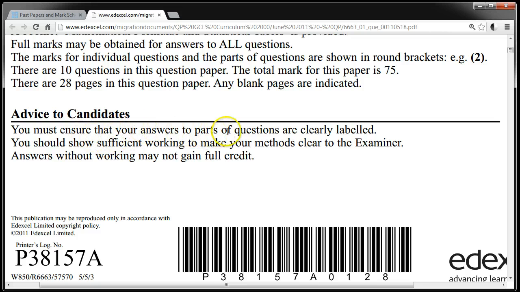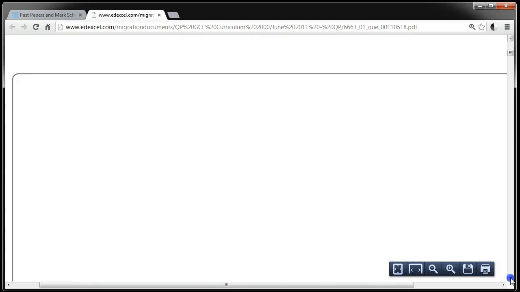Ensure that your answers to parts of questions are clearly labelled. So part A, B, C, question 1, 2, 3 and so on. Part 1, part 2 as well. All need to be put down and specified. Show sufficient working to make your methods clear to the examiner. Answers without working may not gain full credit. That's fairly clear, isn't it?